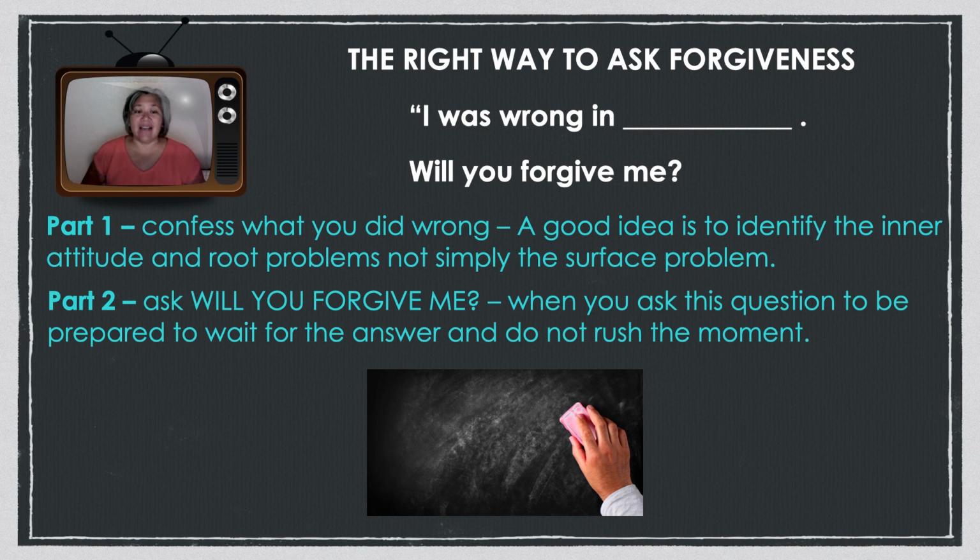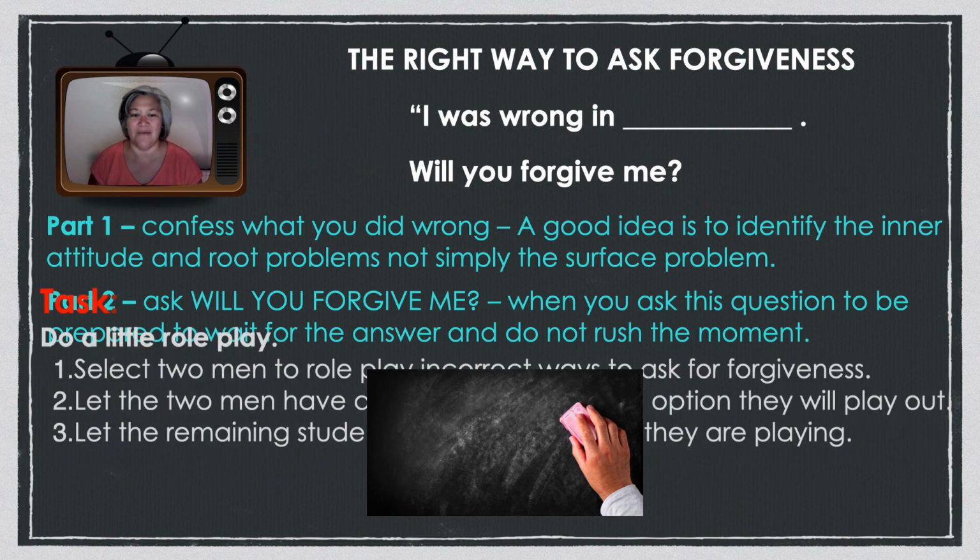Now we have a task. We'll do a little role play. We'll select two men to respond in incorrect ways in asking for forgiveness. Let the two men have a moment to select the option they want to play out, and then the remaining students guess which incorrect method of asking for forgiveness the men are role playing. Stop the video.